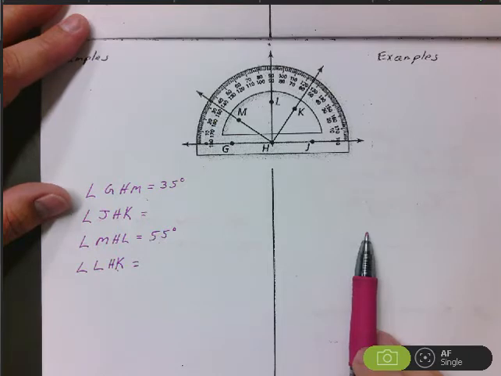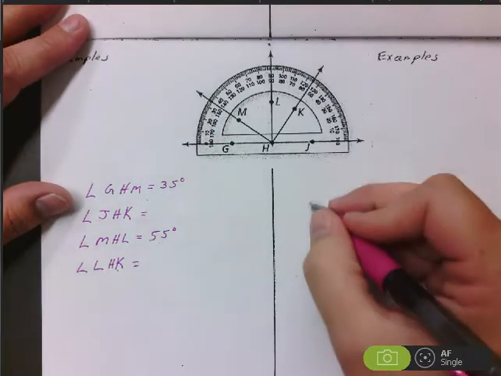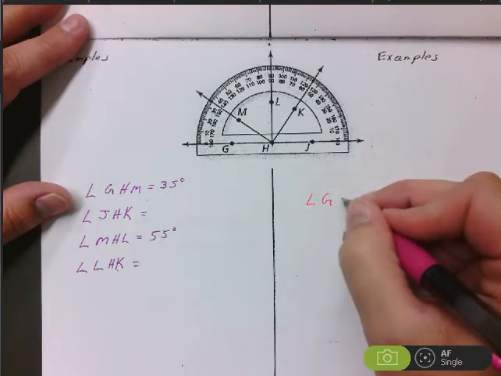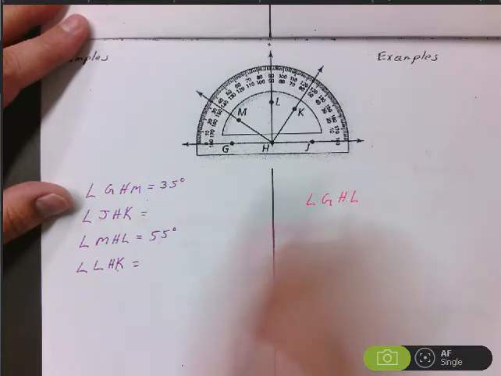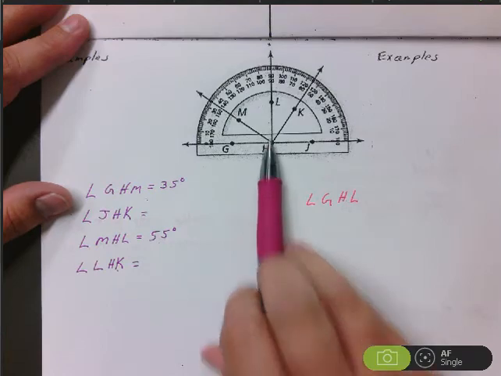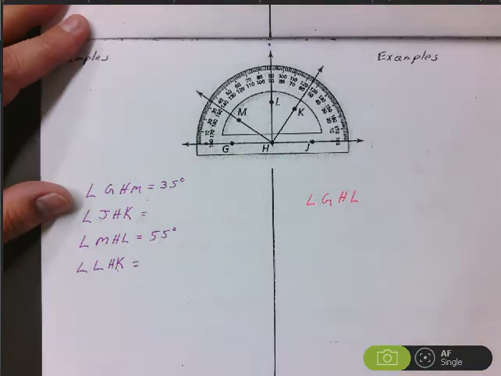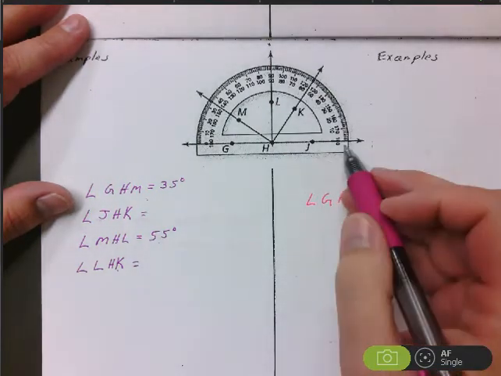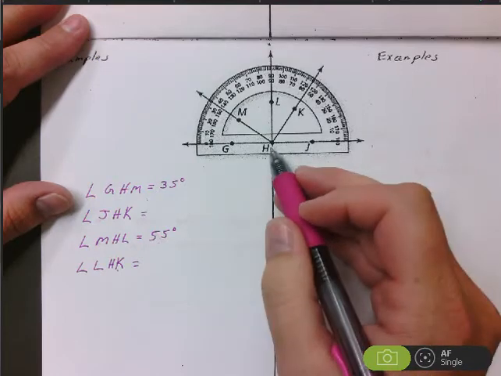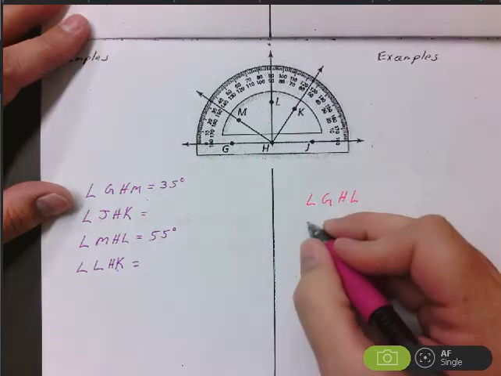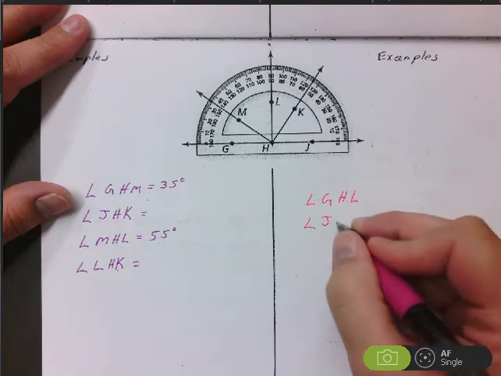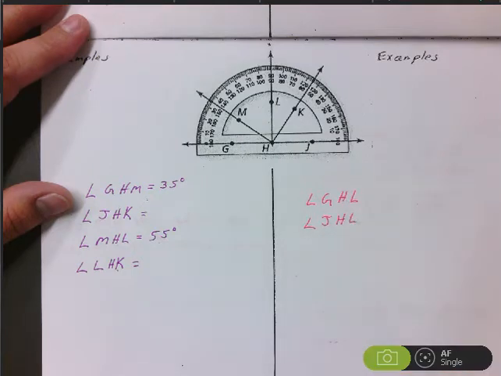Okay, so then let's go over here to our right angle. We need to find an angle that's exactly 90 degrees. So if I look up here, I've got angle GHL. So if you notice, it starts at 0 and goes straight up to 90. So that's going to be a right angle. We can also start over here at J, come over to H and straight up, and that's going to be 90 as well. So JHL.